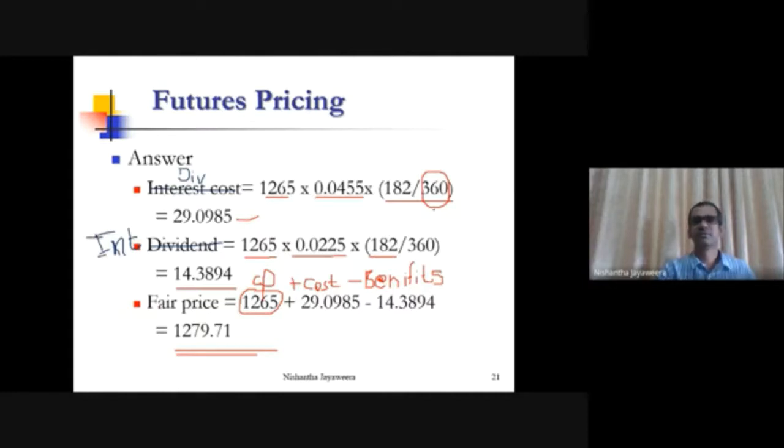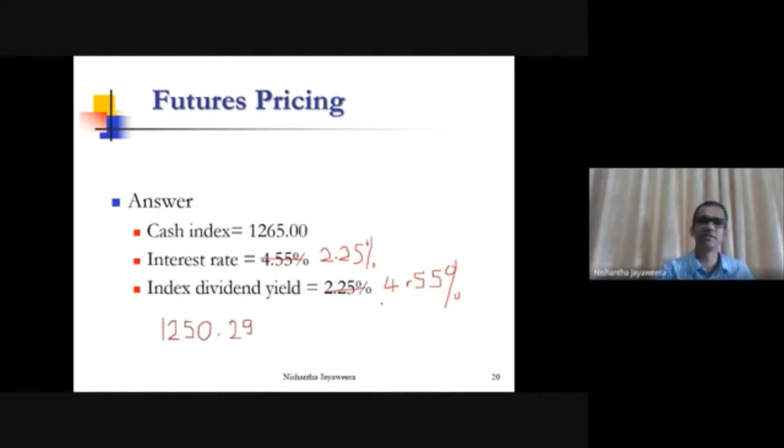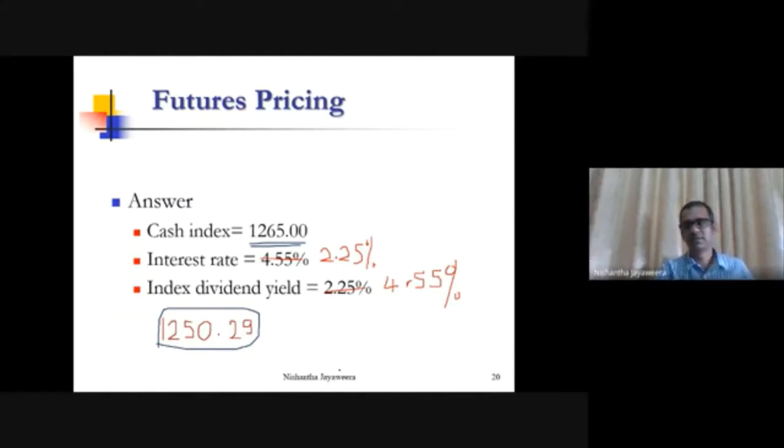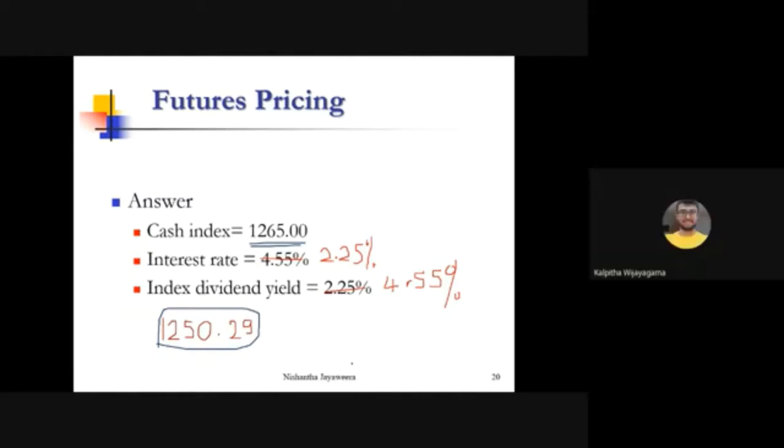So deduct this, add this. Same thing, but the only thing I wanted to highlight is you get a lower number than the spot rate. Clear? Is it clear? Futures price is lower than the spot price. When you see a lower futures price than the cash price in the market, is that the reason always?